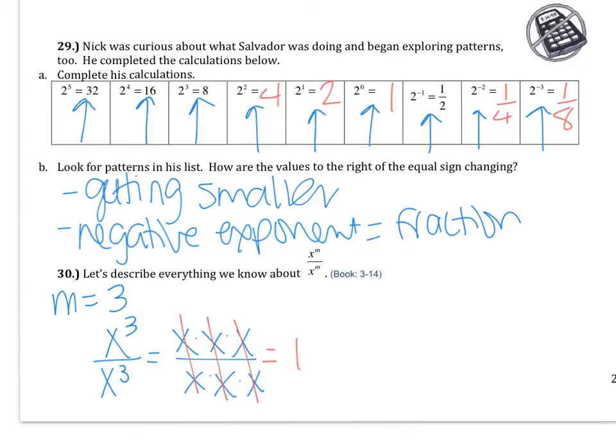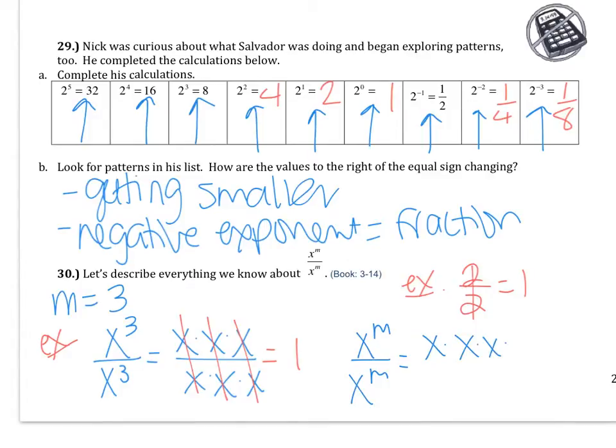Anytime we have the same thing in the numerator and the denominator, it's going to reduce to 1. So another example, if we think of whole numbers, say we have 2 divided by 2. Well, that's going to simplify to 1. So for this example, x to the m, we don't know what that is. It could be any number. So it's going to be x times x times x times x. We don't know. This could go on forever. Same thing in the bottom. So it's going to simplify to 1.